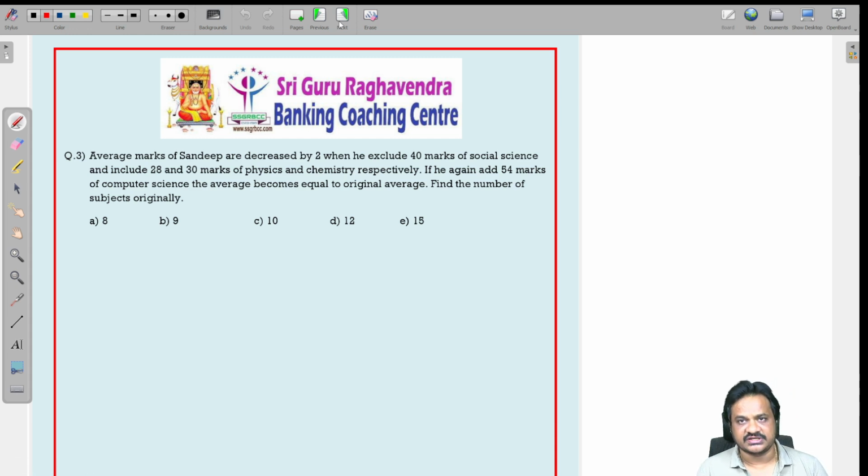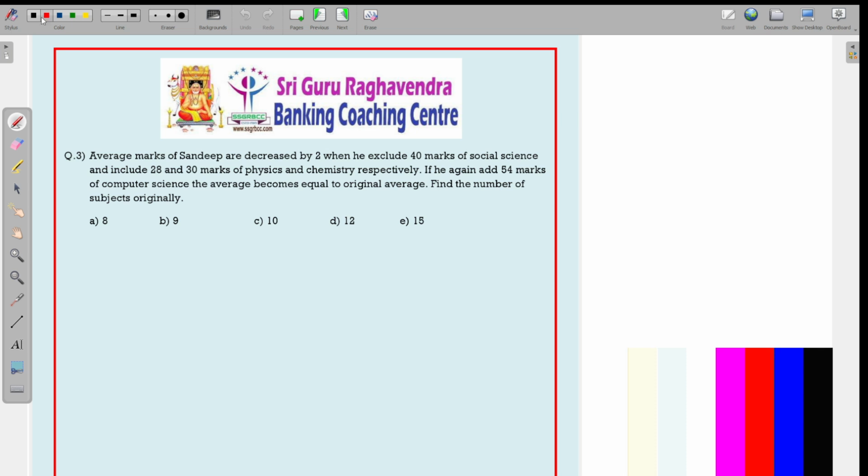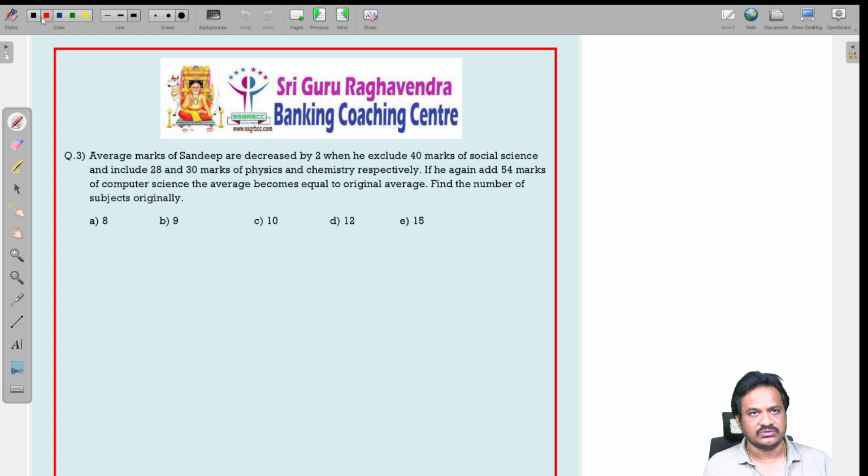The average marks of Sandeep are decreased by 2 when he excludes 40 marks in social science and includes 28 and 30 marks of physics and chemistry respectively. If he added 54 marks in computer science and the average becomes equal to the original average, find the number of subjects originally. Okay, this is the question. Here, there are some subjects. The average marks of Sandeep are decreased by 2.